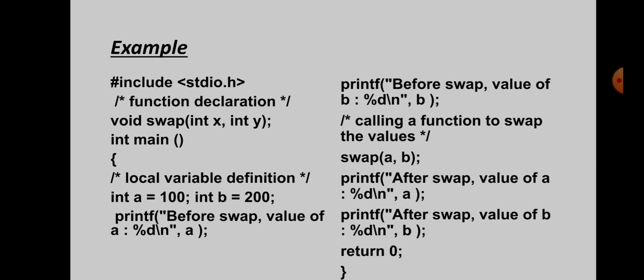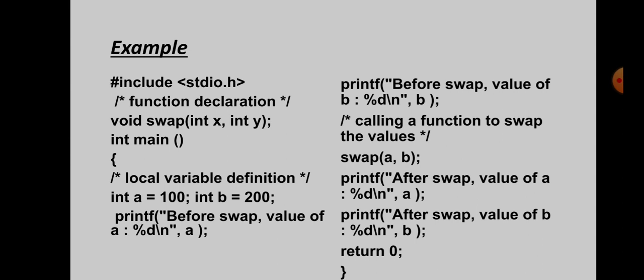Then in the main function, we have local variables a and b. a's value is 100, b is equal to 200. Now we print the values before the swap of a and b, then call a function to swap the values. Now swap a and b. Here the function is called.